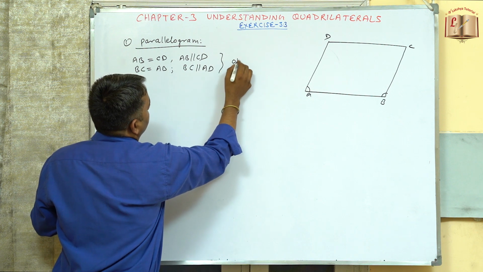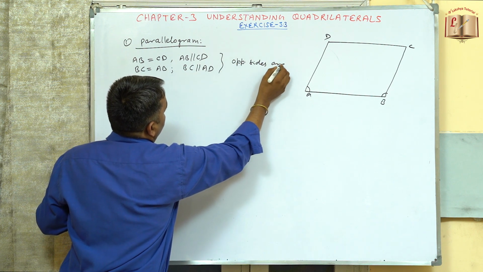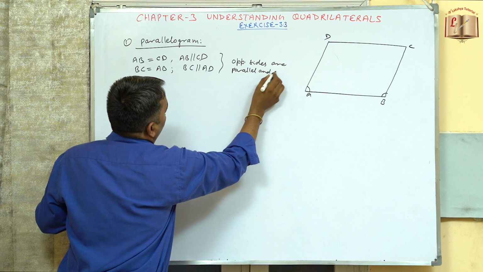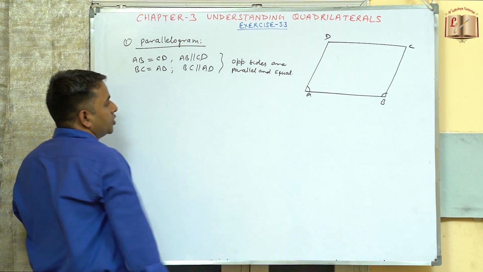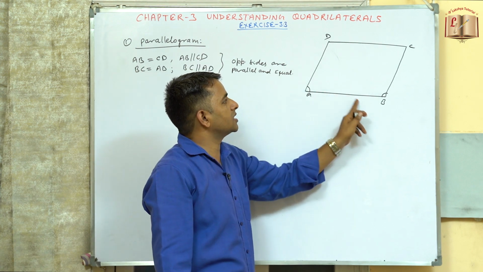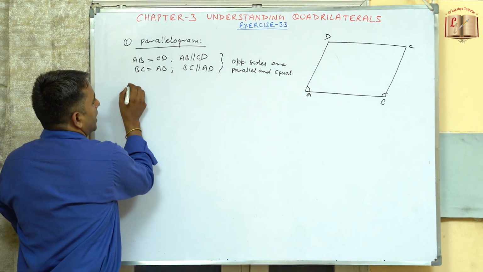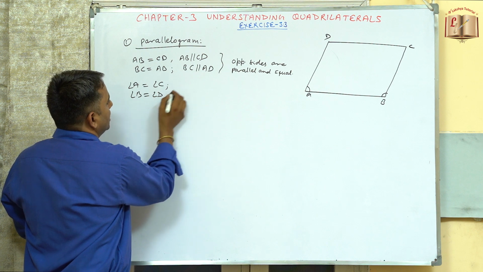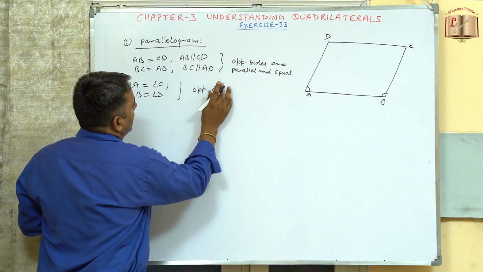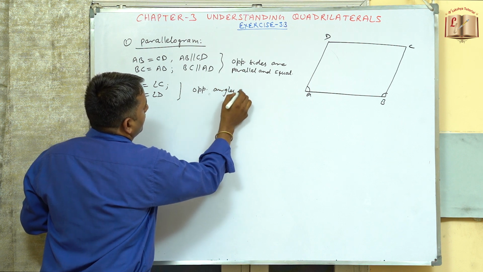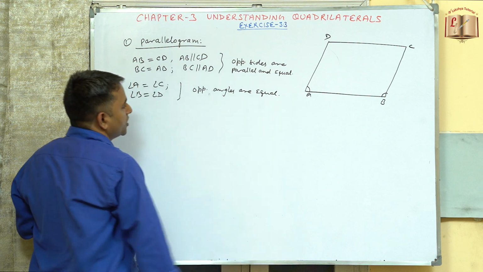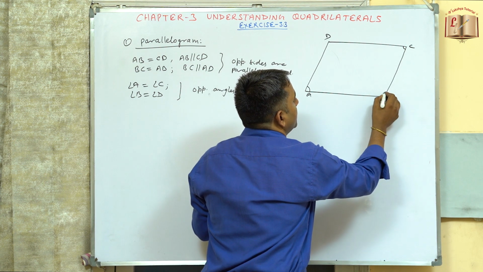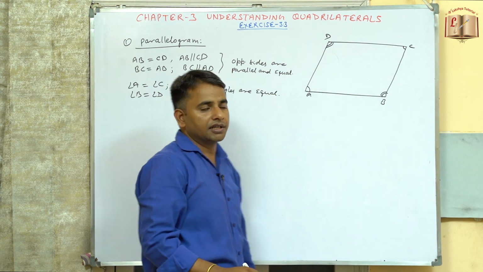Now we can say opposite sides are parallel and equal. So in a parallelogram, opposite sides will always be equal and parallel. And angle A is equal to angle C and angle B is equal to angle D. So we can write opposite angles are equal. The measurement of opposite angles will be the same. A will be equal to C and this B angle will be equal to D angle.